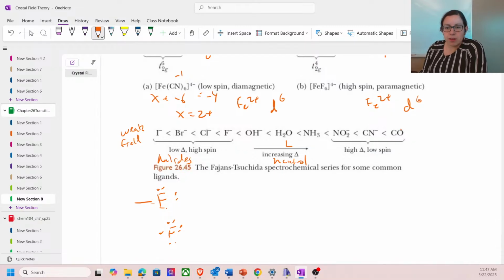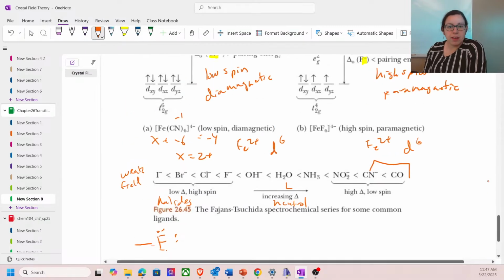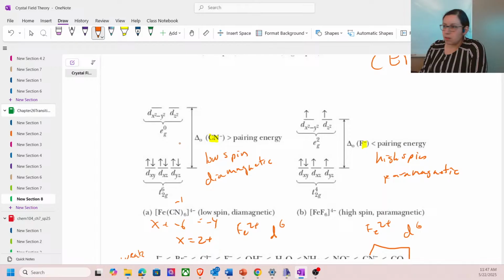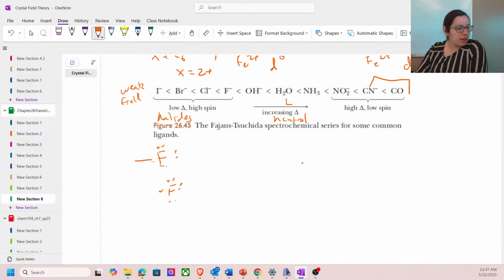But then as we keep going forward, there's something special about CO and cyanide. Why they have this high spin is because they can bond in an extra way. So now let's look at our CO. If I can draw our CO quickly. So we have our CO here.